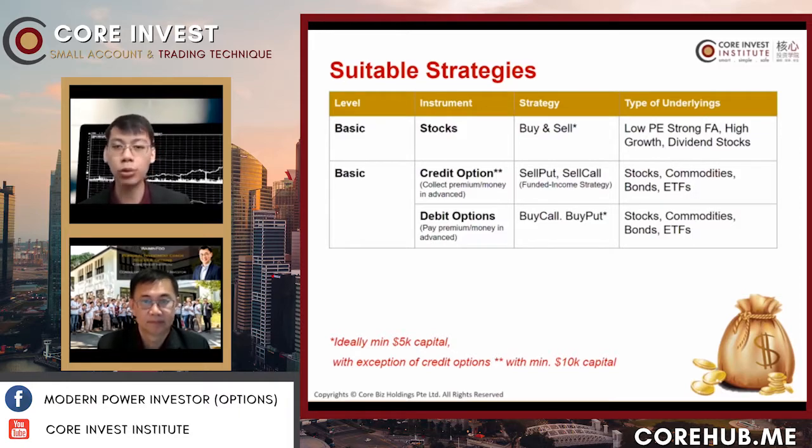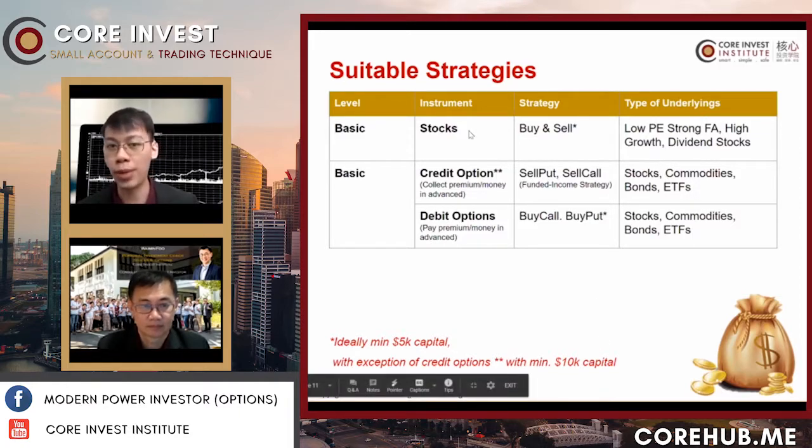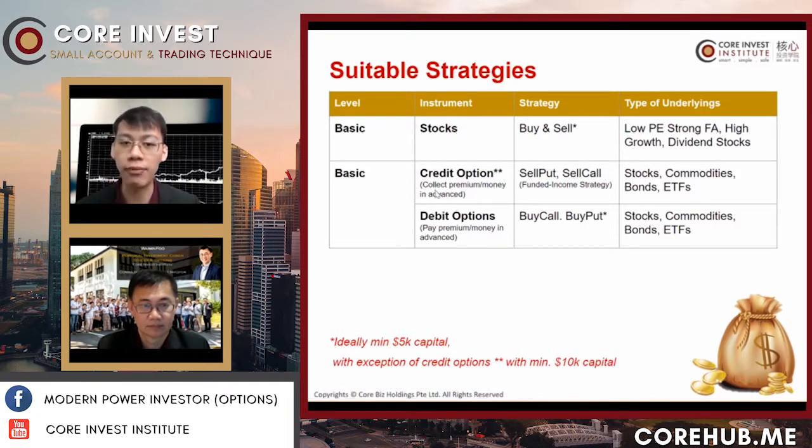But if you are looking at doing options, there are two types that we mentioned. One is credit options, where you can collect money first, in advance, where you do the sell put, sell call, which is a funded income strategy. And the types of underlyings you can do are stocks, commodities, bonds, and ETFs, right? And if you are looking at debit options, this is where you pay the premium or money first in advance, right? With strategies such as buy call and buy put, you can do the same types of underlying and you get your returns from there.